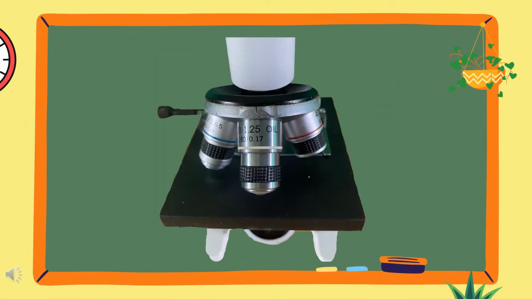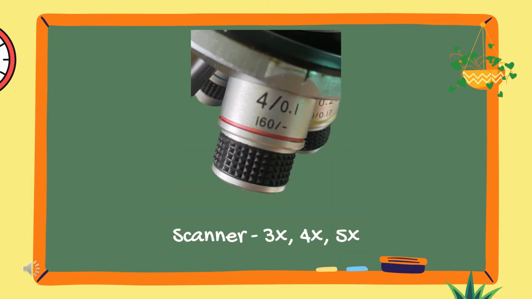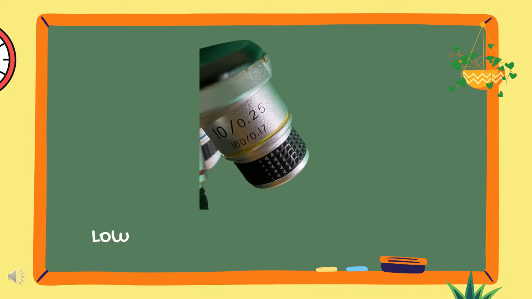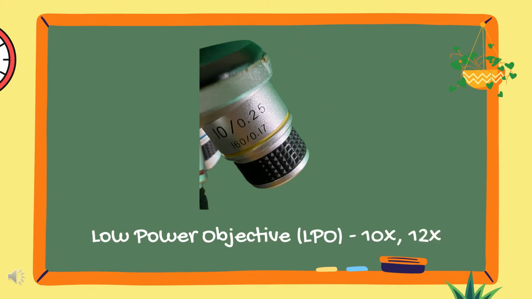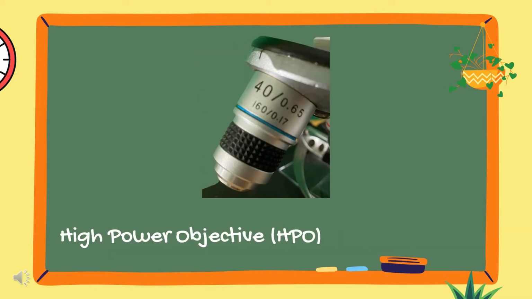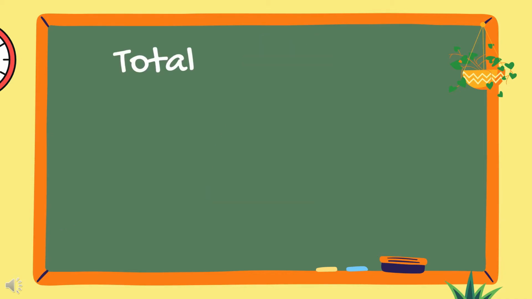The compound microscope may contain 2 or 3 objectives. Each objective has its own magnification number. The shortest one, marked 3x, 4x, or 5x, is called the scanner. The low power objective, or LPO, is marked 10x or 12x. The high power objective, or HPO, is marked 40x, 43x, or 60x.